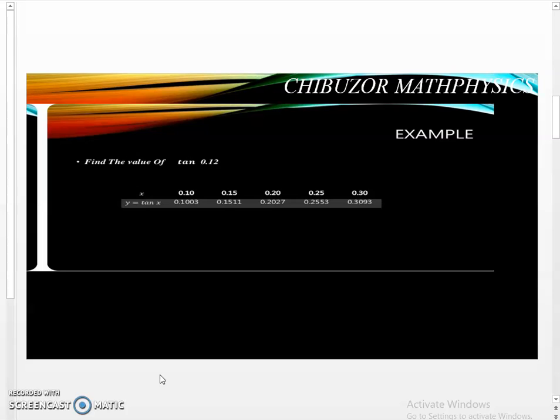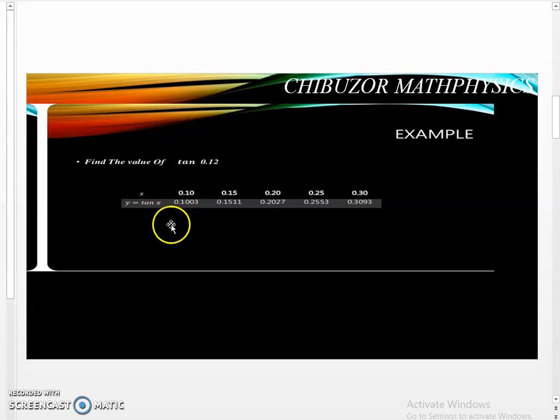So the first example here, we are to find the value of tan at 0.12. In the table, of course, the table is x and y. So x has its values to be 0.10, 0.15, 0.20, 0.25, 0.30. Y is equal to tan x, because we are to find the value of tan at 0.12. So y is equal to tan x.